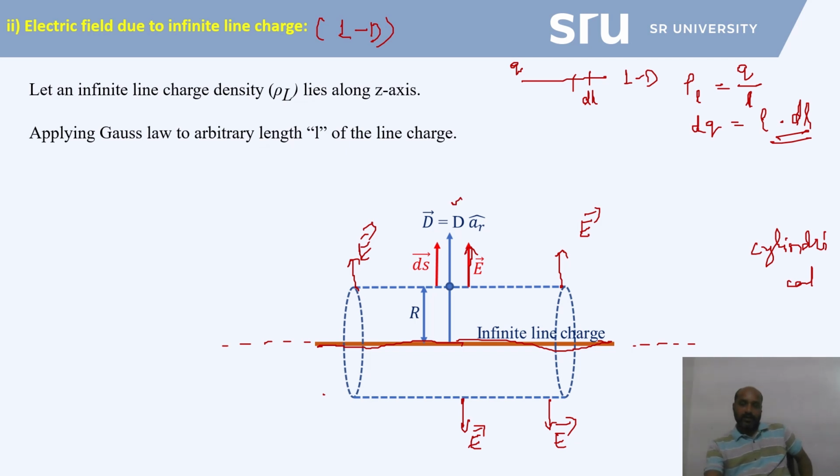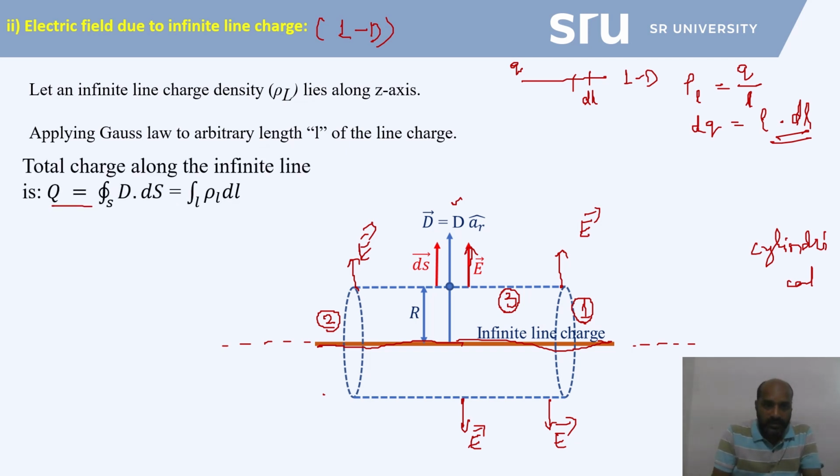Now you can divide this total cylindrical surface into three segments. See here, this is circular surface 1, right side, circular surface 2, left side, and the cylindrical surface around the line is 3. Now we need to apply Gauss law for the three surfaces, because Gauss law is for a surface, but here there are three surfaces. So we need to apply Gauss law for three surfaces, right?